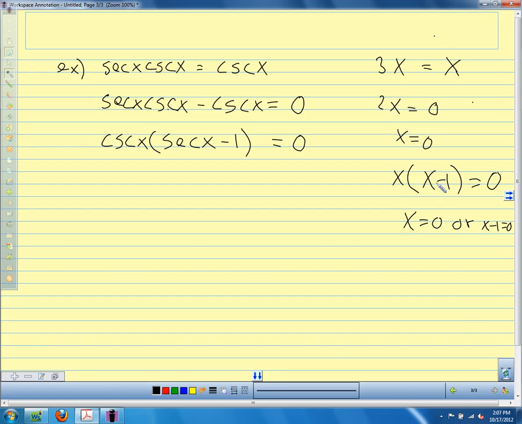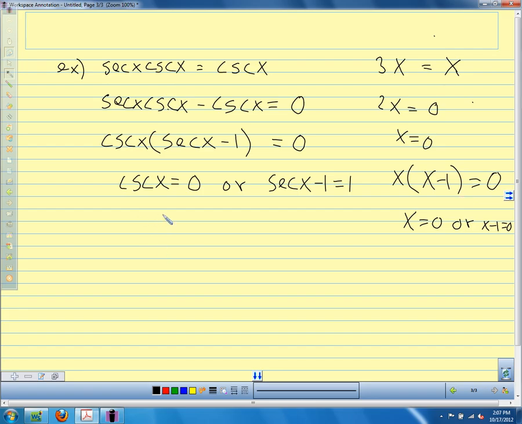One of these two has to be 0 for them multiplied together to be 0. So for this product to equal 0, this tells me that the cosecant of x equals 0 or secant x minus 1 equals 0. This problem here is exactly the same as this one here. When I have two numbers that are multiplied together and they equal 0, one or the other has to equal 0. That's the only way I can get 0 when I'm multiplying.